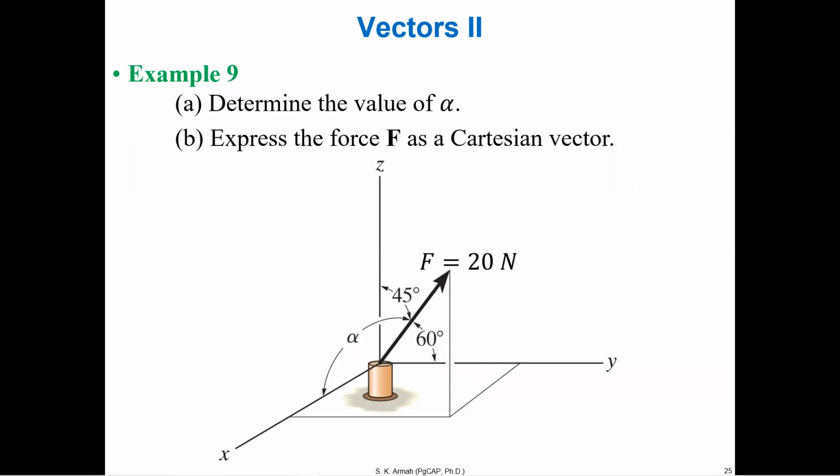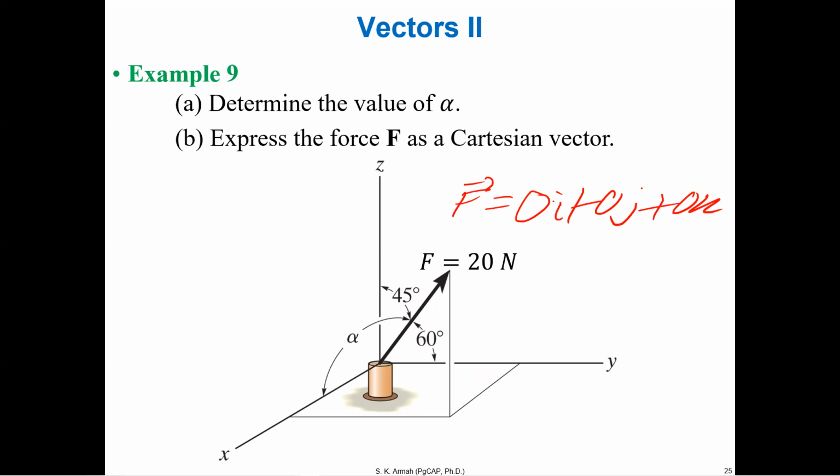That's the last example that we did, where you're given a force with a magnitude of 20 newtons, and we know the angles it makes with each of the axes, but one of them is missing, alpha. We're trying to express F in terms of something i, something j, and something k.